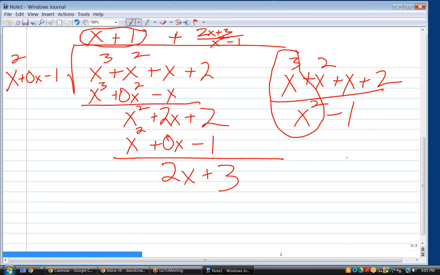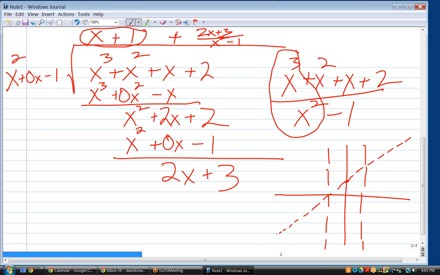In other words, if I wanted to graph this, well, I would clearly have a vertical asymptote at both plus and minus 1. And I would have an oblique asymptote whose equation would be x plus 1. Well, that's a y-intercept of 1. It's a slope of 1. There is my grid that I'm going to start with to graph that rational function.